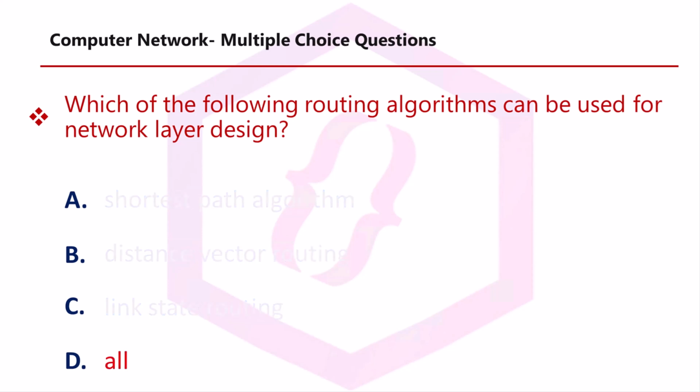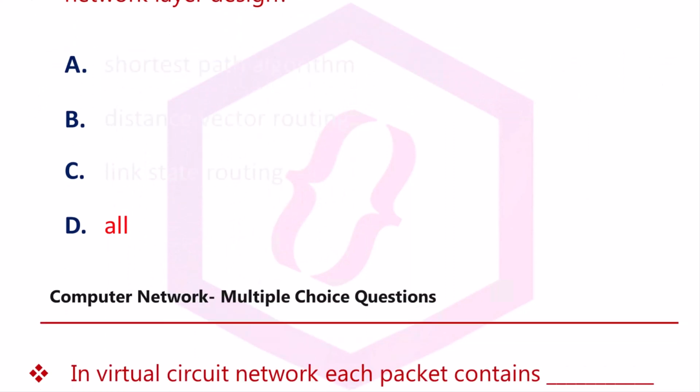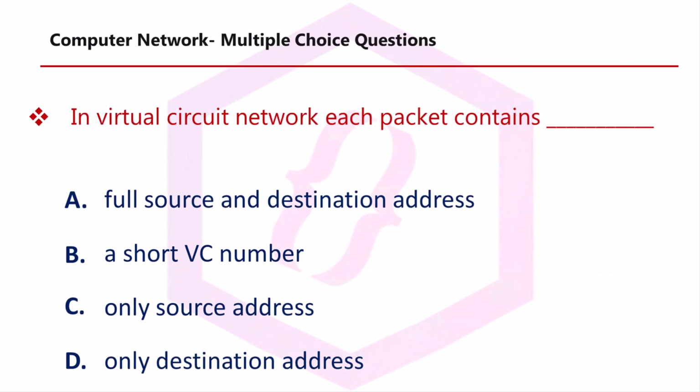In virtual circuit network each packet contains option A, full source and destination address. Option B, a short PC number. Option C, only source code. Option D, only destination address. And the correct answer is option B, a short PC number.